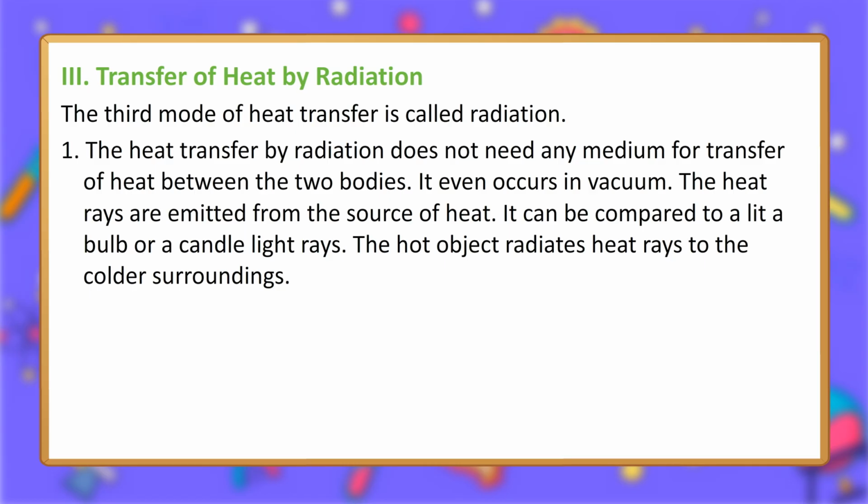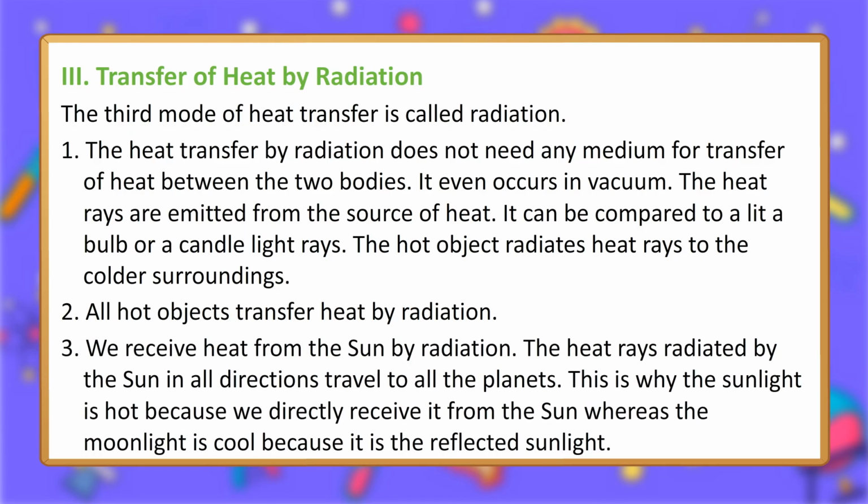The heat rays are emitted from the source of heat. It can be compared to a lit bulb or candle light rays. The hot object radiates heat rays to the colder surroundings. 2. All hot objects transfer heat by radiation. 3. We receive heat from the sun by radiation.